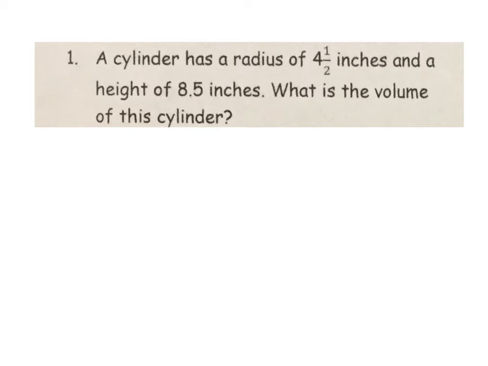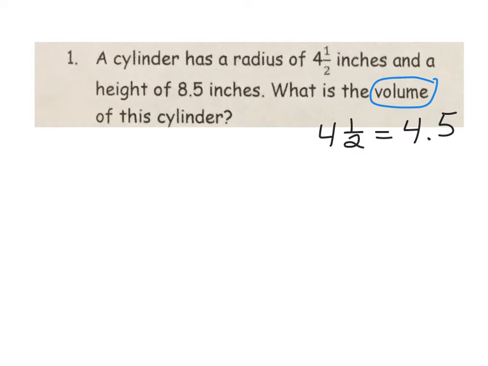So let's go ahead and get started on number 1. It says that a cylinder has a radius of 4.5 inches and a height of 8.5 inches. What is the volume of this cylinder? So we're looking for volume. All right, 4.5 is the same thing as 4.5, so I would use the decimal here in this case.